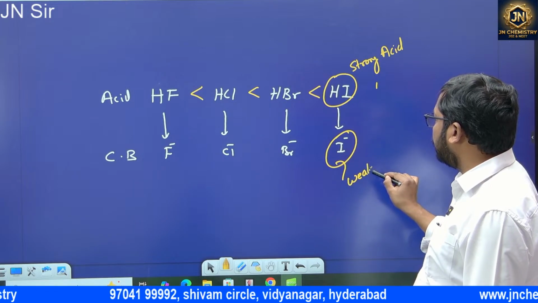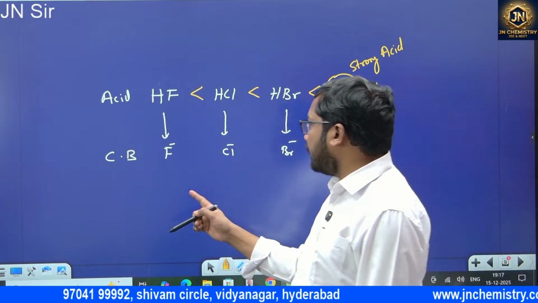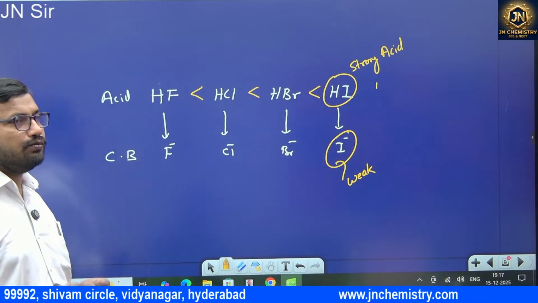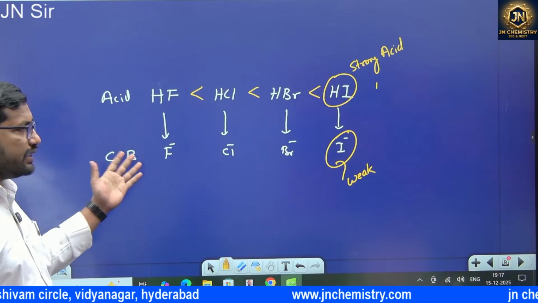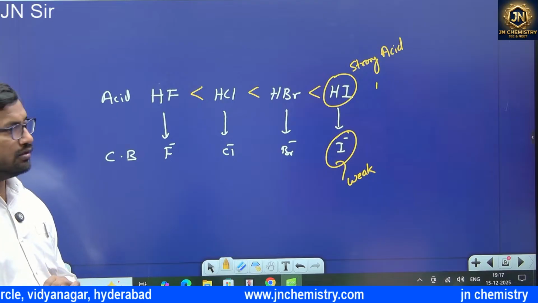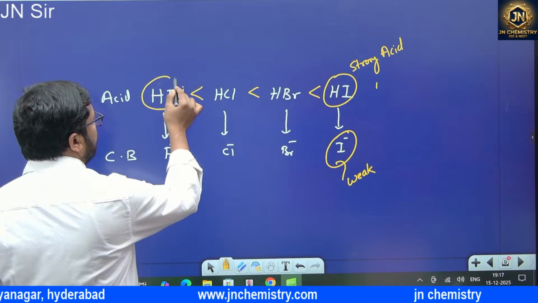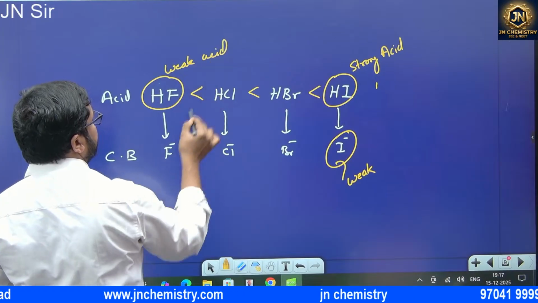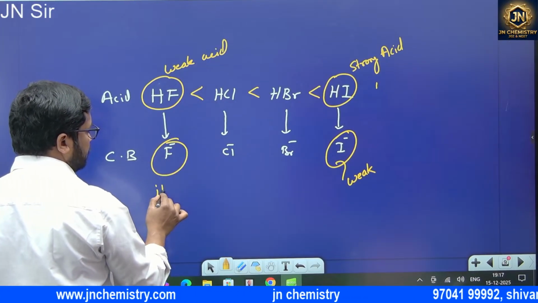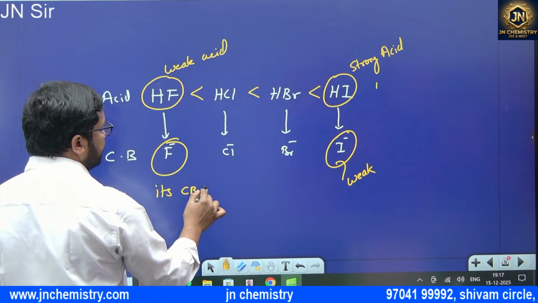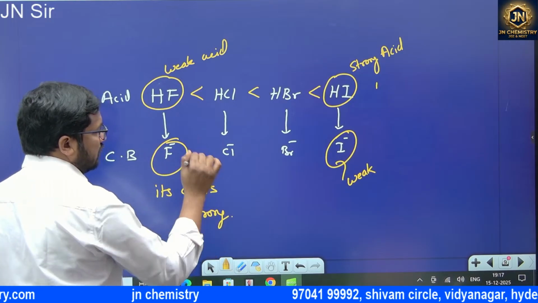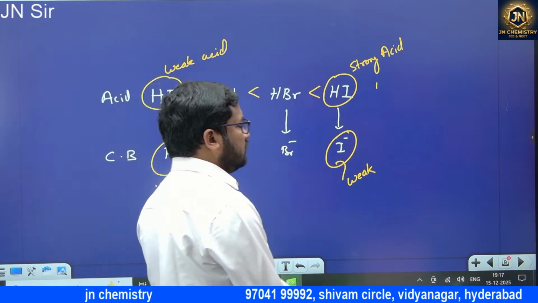Weak. So F minus, Cl minus, Br minus and I minus, base strength is which one? Which is more basic strength? Obviously F minus, because this is weak acid. Its conjugate base is strong. Write it down.